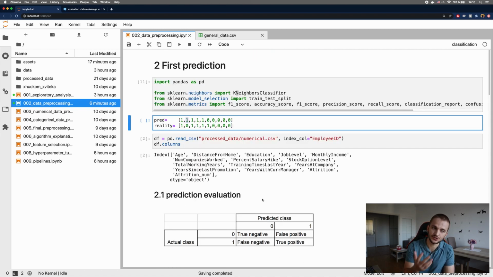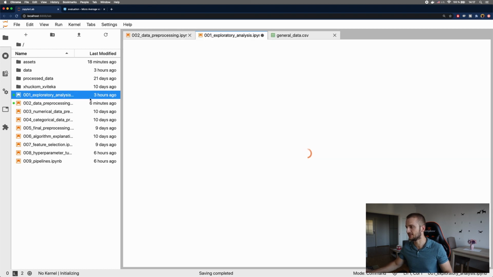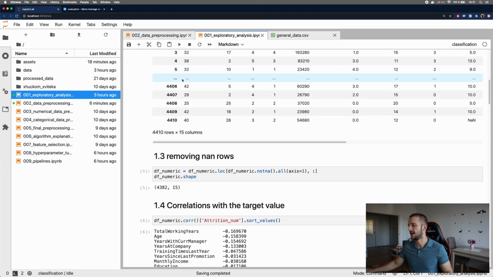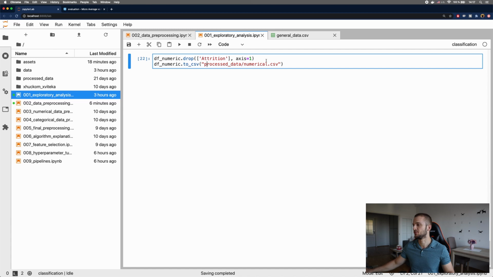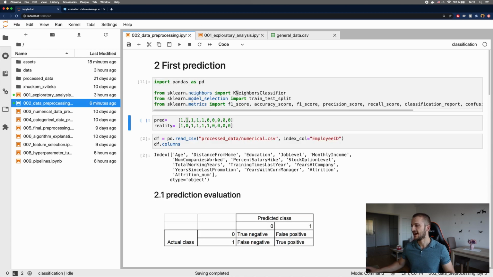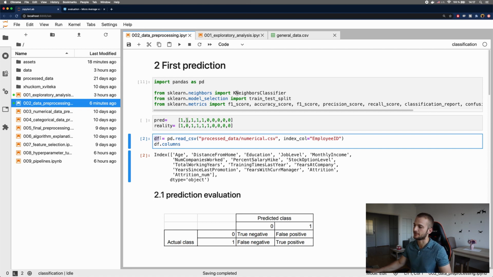It's good practice that after the exploratory analysis, you take the data and make a first classifier just for numerical data and see how it behaves, right? If you remember in the previous exploratory analysis notebook, at the end, I saved the numerical data to a file called processdata/numerical.csv. So here I can immediately read it, and now I know that in this DF I have only numerical data with the target value.